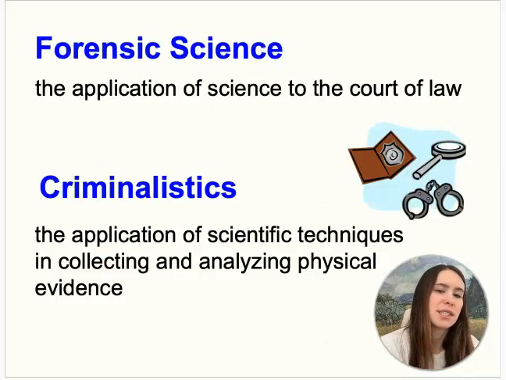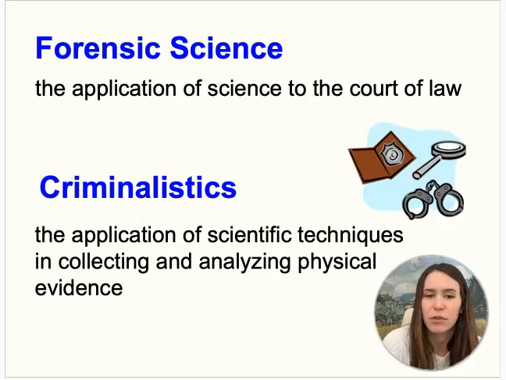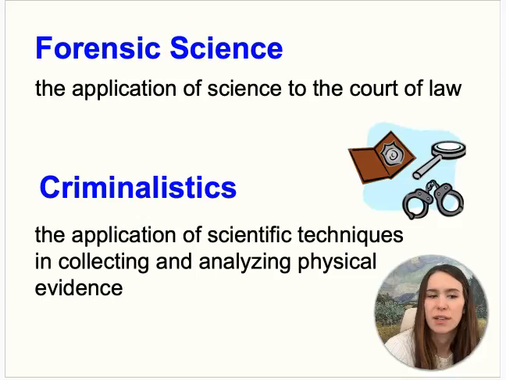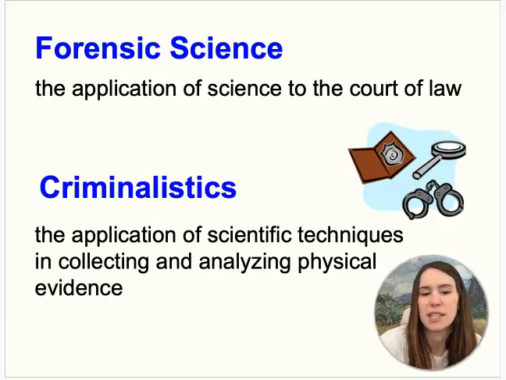And so basically, forensic science is the application of science to the court of law. So that is what forensics is. And criminalistics is the idea of collecting and analyzing physical evidence. It has taken a long time to get here. So in the types of science that we have, we would say forensic science is a newer field. It hasn't really been around that long, but there are some examples of times in history when we have seen it.